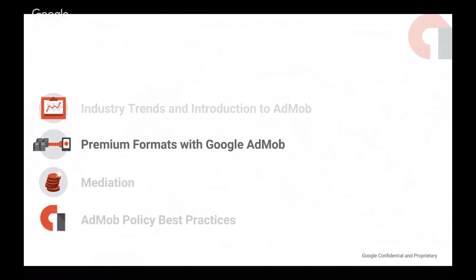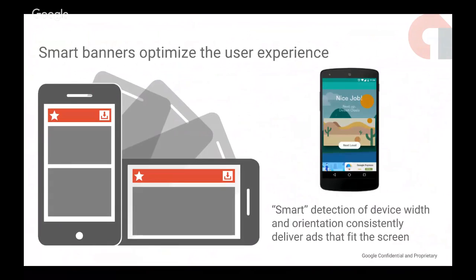Next, I would like to walk you through some of the innovative formats that AdMob is working on. First of all, the bread and butter that a lot of developers are relying on when monetizing with AdMob are banner and interstitial. If you are using banners today, I recommend that you switch over to smart banners so that it can optimize for the user's screen when it is landscape, when it's portrait, as well as optimize for user experience.